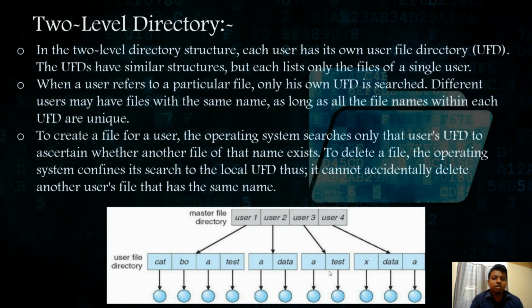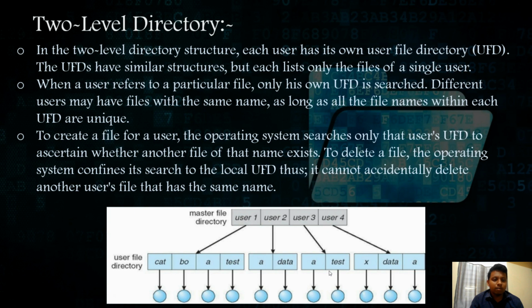The second level directory structure, the two-level directory, gives each user its own user file directory, UFD. The UFDs have similar structures, but each lists only the files of a single user. When a user refers to a particular file, only that user's own file directory is searched. Different users may have files with the same name, as long as all file names within each user file directory are unique.